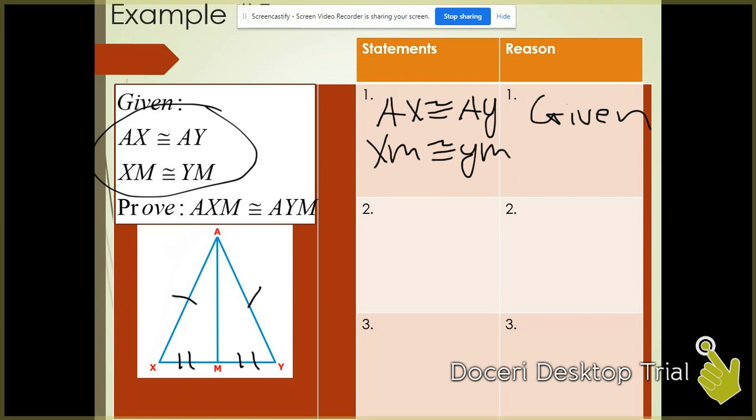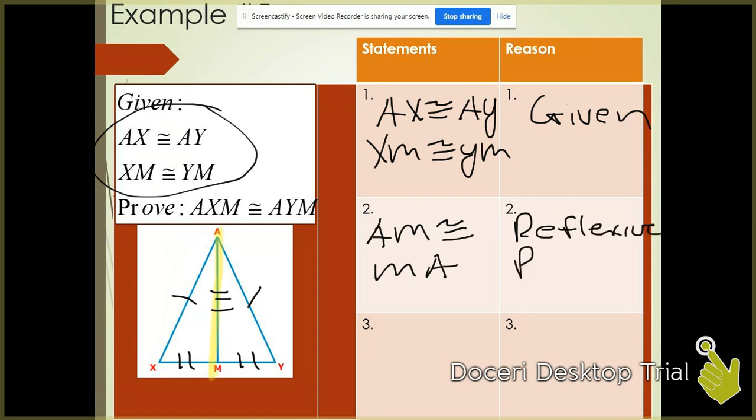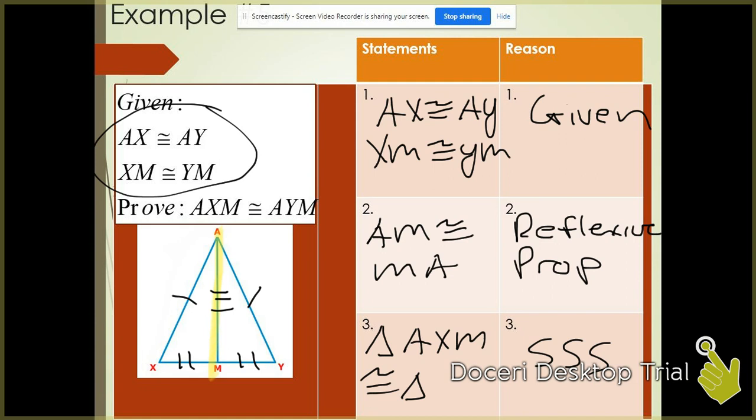All right, again, we don't have enough information to say that the triangles are congruent. We have two sides, but if you notice, they do share this middle side, which means that our second statement would be that AM is congruent to MA, and a reason for that is the reflexive property. Now looking at our triangle, we're going to identify the pattern that could tell us their congruence. For these two triangles, they are congruent using side, side, side, and we would go ahead and write down our proof, which is that triangle AXM is congruent to triangle AYM.